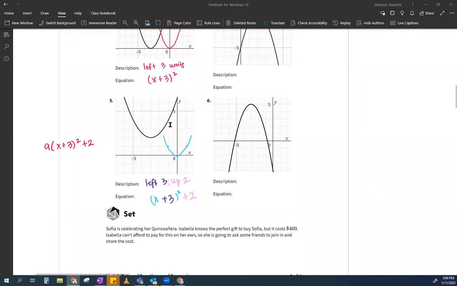So I see this point right here. That's a really good point. So I'm going to use that point right there to test it, right? So the point is -1, comma 4. So I'm going to plug in -1, and I'm hoping to get 4 out. So by plugging in -1, comma 4, I can solve for A, right?